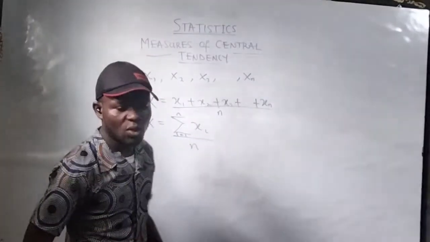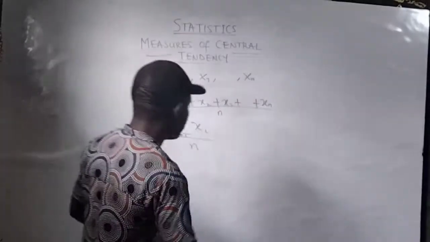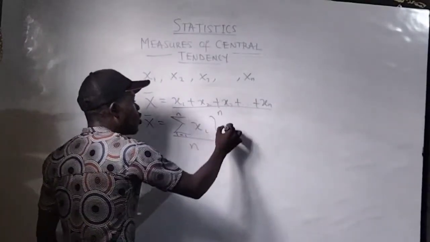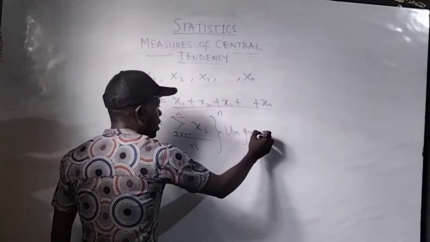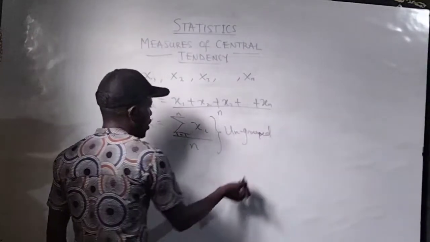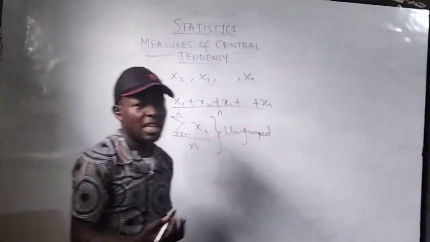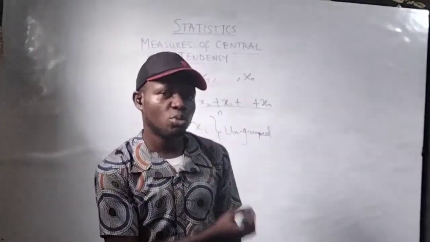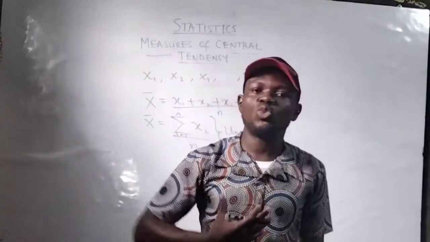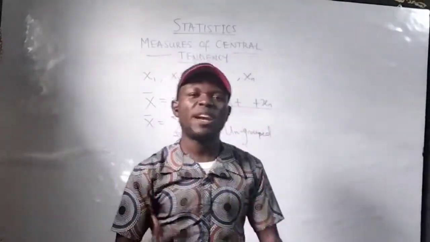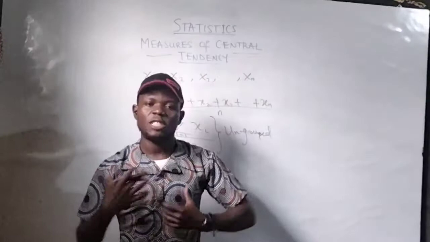But for instance, what if I'm dealing with a group data? This basically works for an ungrouped data. It could easily work for it. But what if I was talking about a group data? Now, a group data has to do with giving data with their respective frequencies.